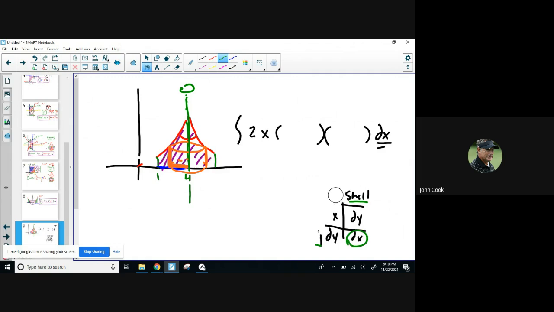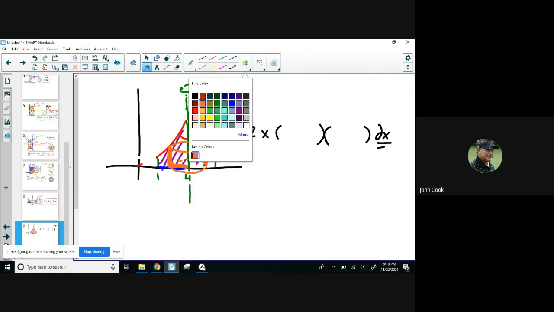Anywho, back to the problem. The radius here is a little bit weird and interesting, because we're looking for this radius here, this orange radius right here. So this length. And all we have is basically the x values to work with. And oh darn it, that should be a 2 pi. I don't know how I got away with writing that x there.